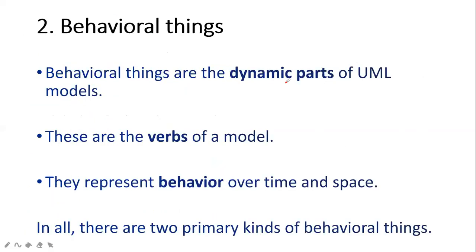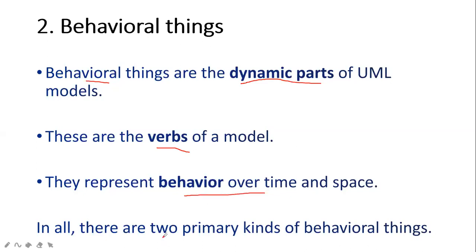Now we are going to move to the second part, that is the second thing, which is called a behavioral thing. I have already told you that this forms the dynamic parts, as the word behavior suggests. If I talk about any entity, the behavior of that particular entity changes from time to time. That is why we are terming it as dynamic. These are termed as the verbs of the model, while structural things are termed as the nouns. They represent behavior over time and space.